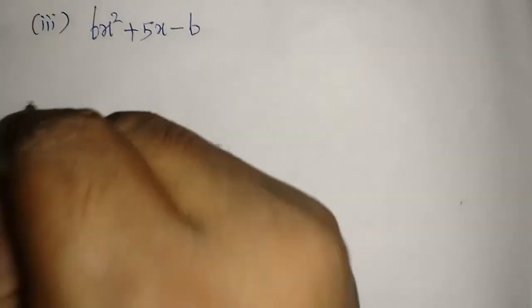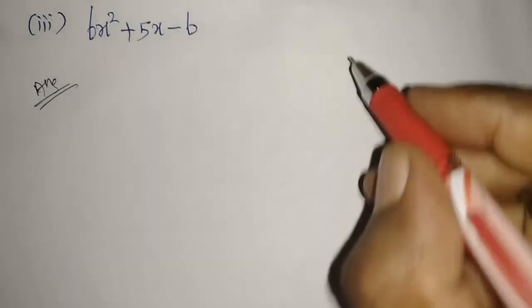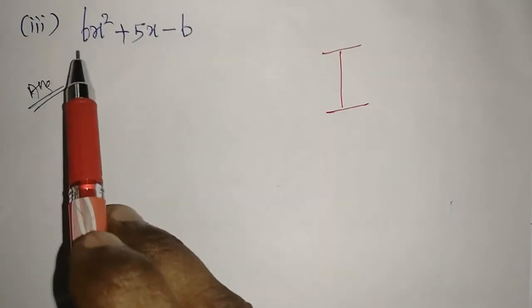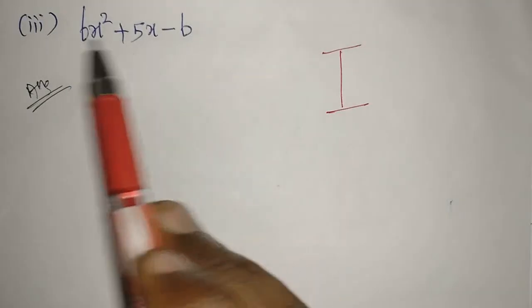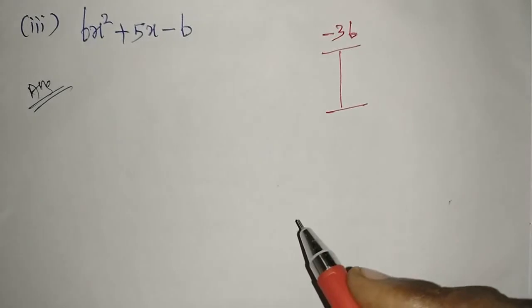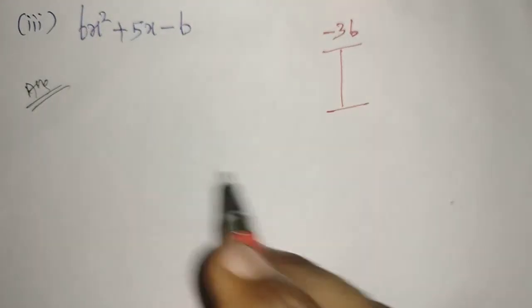That is our question. So we have to factorize this. Now we'll go for the answer. First we'll go for I factor. So here 6 is the coefficient of x square, constant minus 6. 6 into minus 6 we are getting minus 36. That's it. And the coefficient of x we have here is 5.